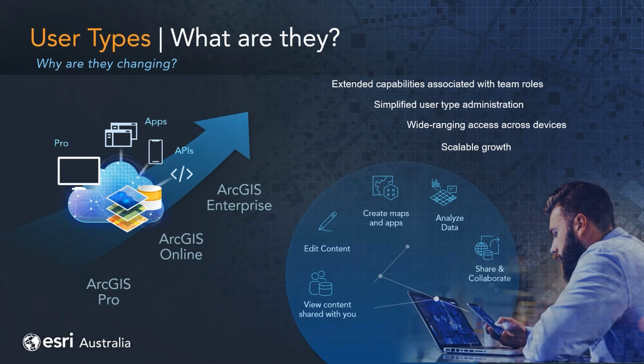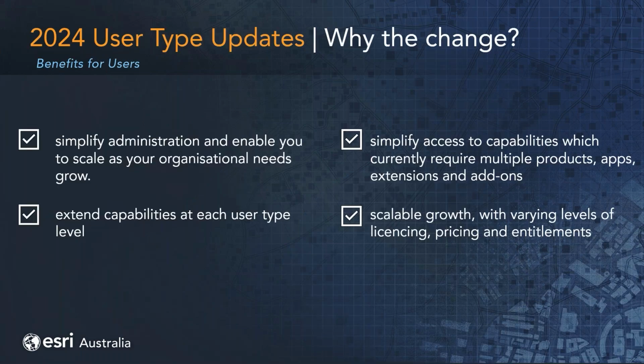The updated role-based user types extend capabilities, simplify administration, and allow you to scale your users as your organization's needs change and grow. So the updated user types will provide 4 key benefits to you. First, streamlined license administration. Administrators can manage licenses and assigned user types all in one place based on each person's need. Users will be able to log into ArcGIS and access the tools they need when needed at any time once they have been assigned a user type by an administrator.